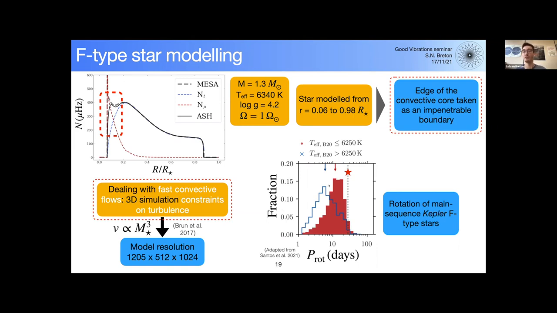And finally, you have to take into account the rotation rate of your star. So for the first model, I studied a model with a solar rotation rate. And you can see that if you represent the surface rotation period distribution observed by Santos et al. 2021 for the F-type stars, you have a star that rotates quite slowly compared to other F-type stars, for which the median of the distribution is closer to 6 days.